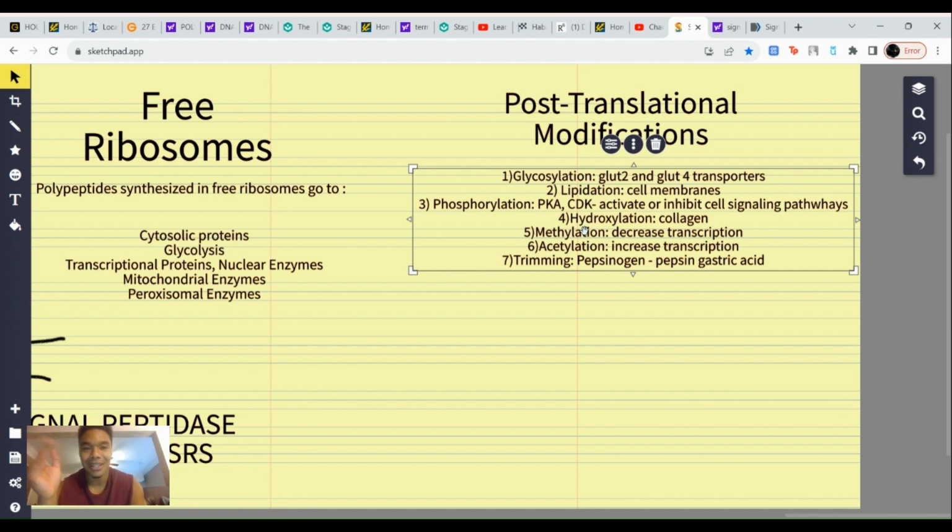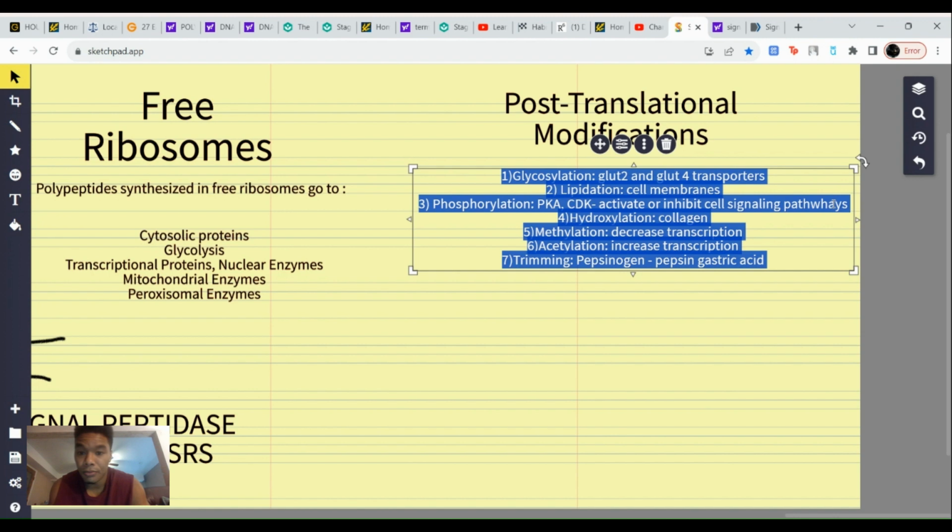So cyclin-dependent kinases regulate the cell cycle. So I know you have the G1, G2 phases. I think there's another phase, the S phase, where you're synthesizing DNA, just trying to get ready for the whole replication thing. So that's cyclin-dependent kinases. And then you can either activate or inhibit cell signaling pathways. Wow, pathways.